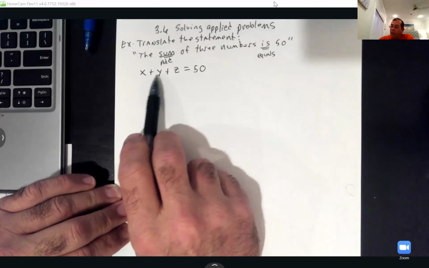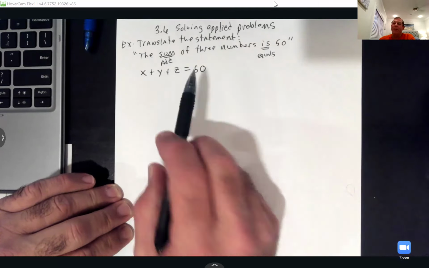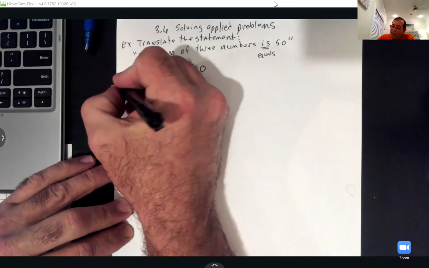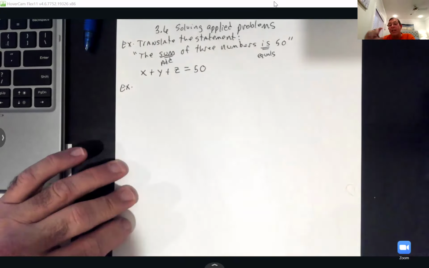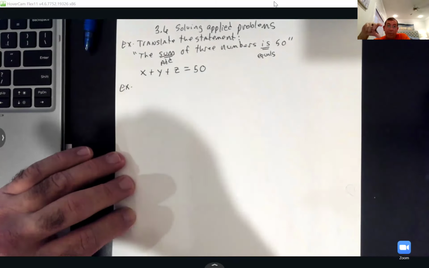Okay, y'all, so here we go. The sum of three numbers, we don't know the numbers, is 50. And that's it on that one. So they're just getting you ready to translate these sentences they're going to give us on the last three problems we do, okay?